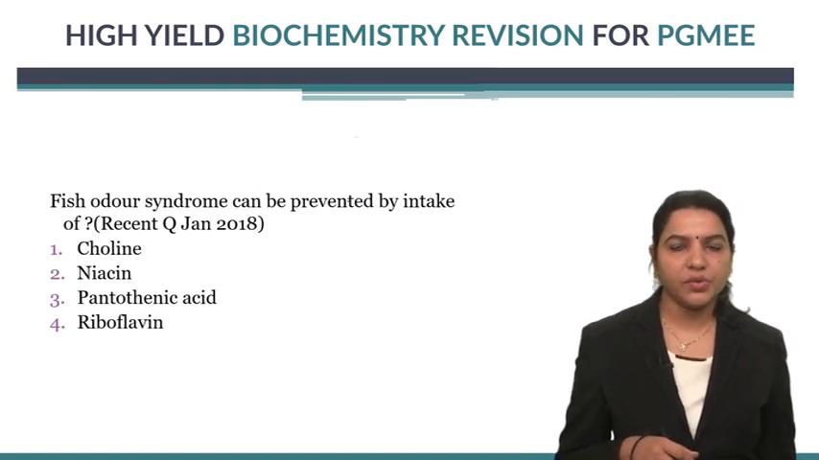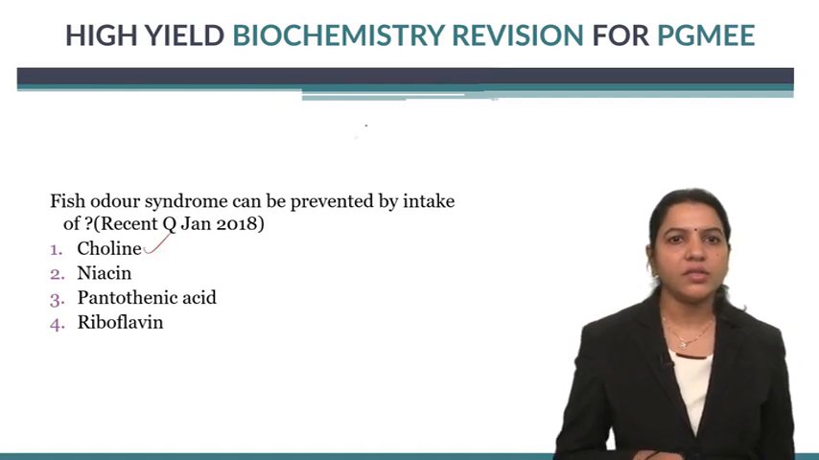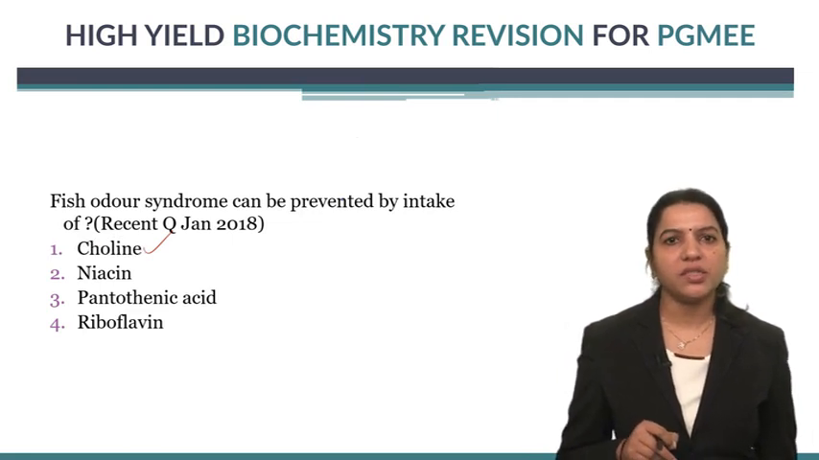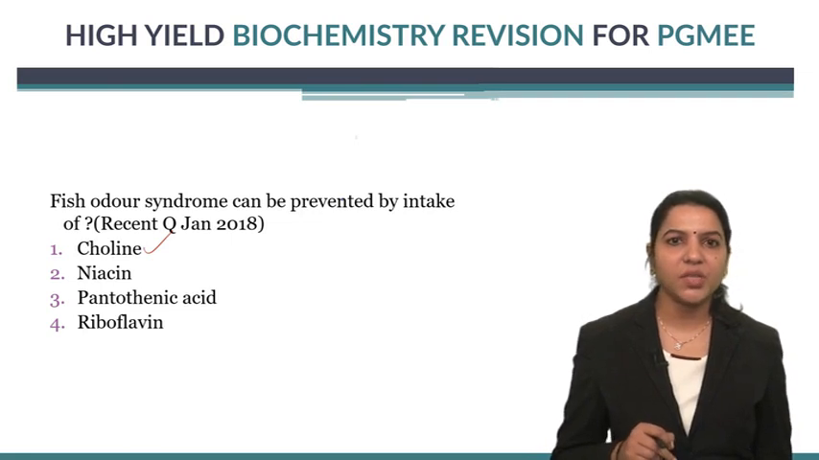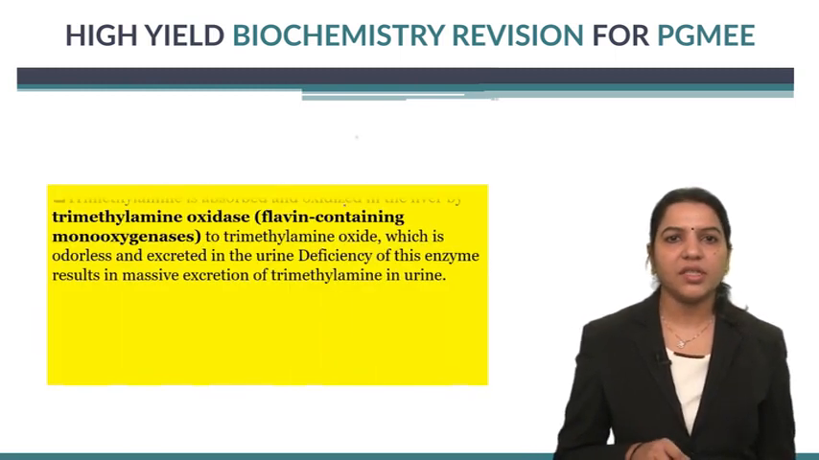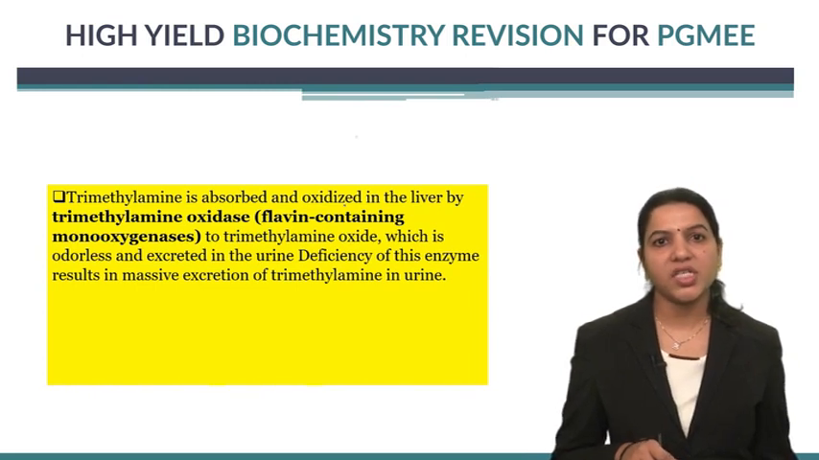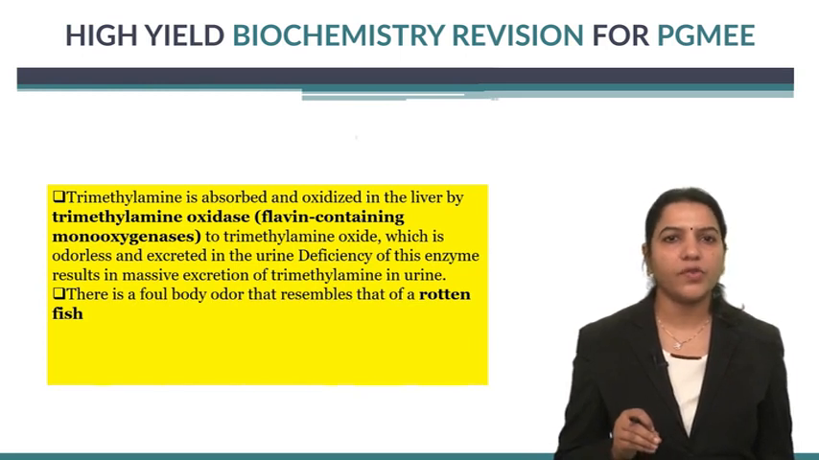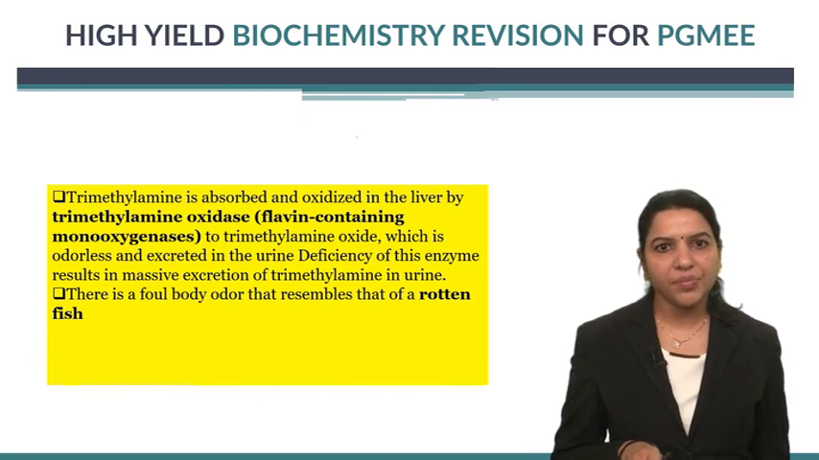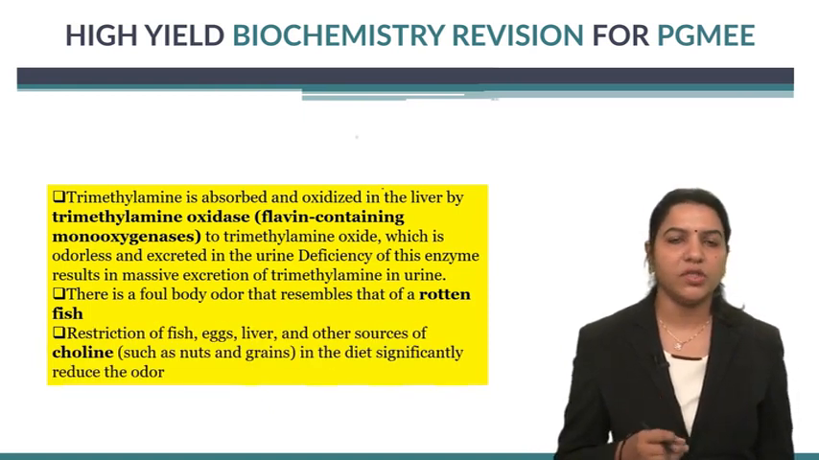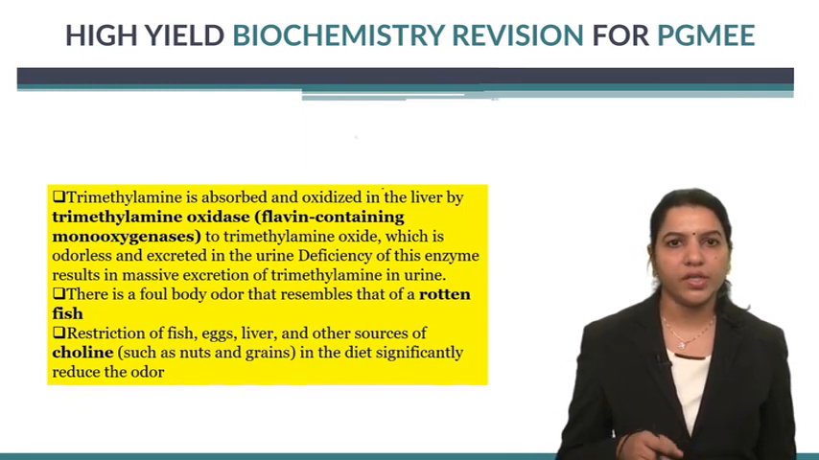Another question that came in the January 2018 exam was, fish odor syndrome can be prevented by the intake of? The answer is choline. So what is fish odor syndrome? Fish odor syndrome is a disorder due to a deficiency of the enzyme trimethylamine oxidase. This is a flavin containing monooxygenase, and because of the deficiency of this enzyme, trimethylamine accumulates in our body. This causes a foul smell of rotten fish. How can we prevent this disorder? This can be prevented by the intake of choline-rich food, which includes fish, egg, liver and other sources of choline.